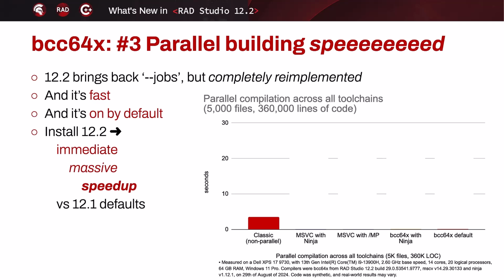We ran some benchmarks on some synthetic code where we created 5,000 files containing 360,000 lines of code. And we measured compiling this against the classic compiler, Visual C++ with Ninja and with its own version of multiprocessing, our toolchain with Ninja, and the new default.